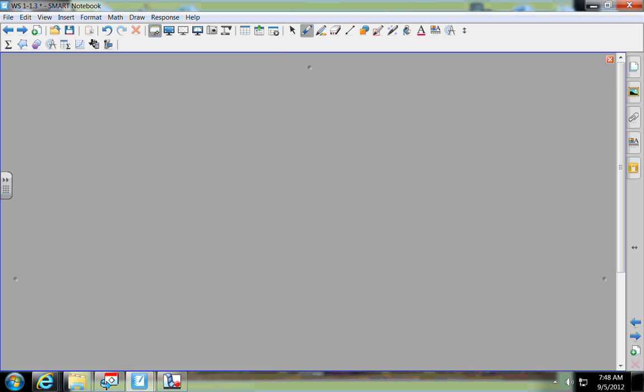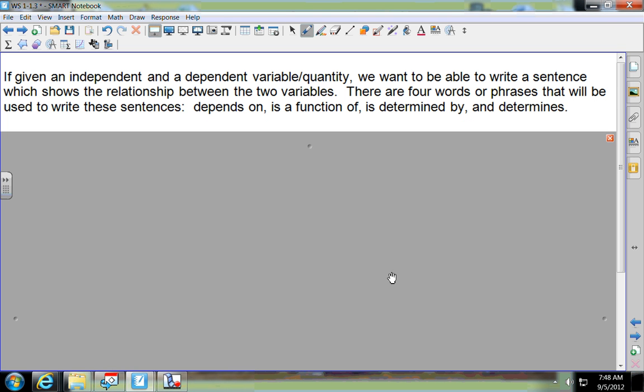Okay, so let's try it. If given an independent and dependent variable and quantity, whoa, hold up. Independent, I said we underline it. Independent is my X. Dependent is my Y. Remember, variable just means the letter. Quantity means the word, right? If we talked about miles and M.